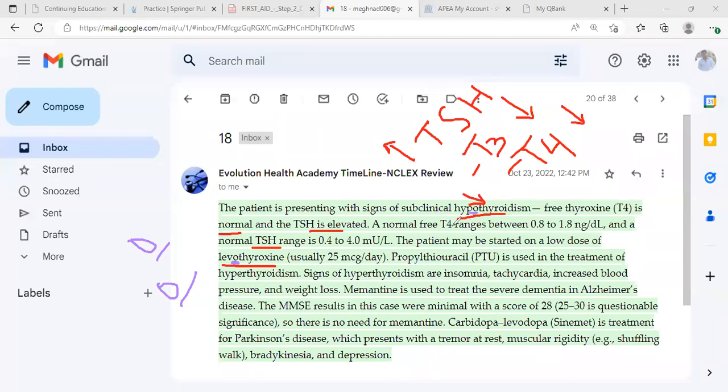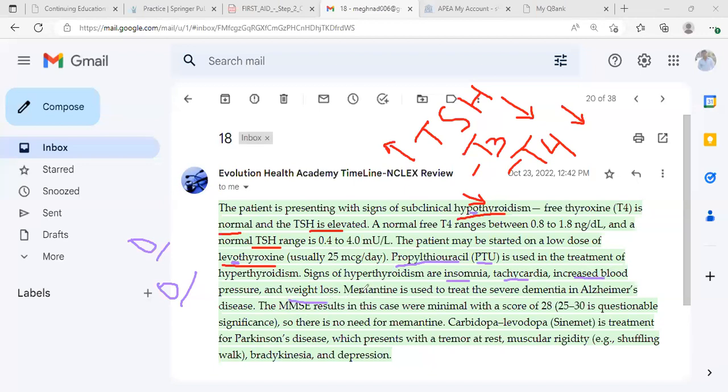If my patient has hyperthyroidism, like Graves' disease, I give them propylthiouracil, shortly called PTU. It is easy to remember, very small things, but a big help for the board exam. Propylthiouracil is used in the treatment of hyperthyroidism. The signs of hyperthyroidism are insomnia, tachycardia, increased blood pressure, and weight loss.